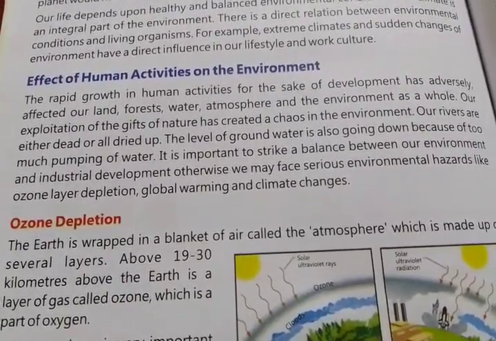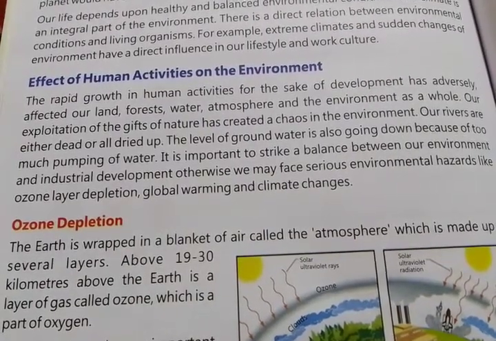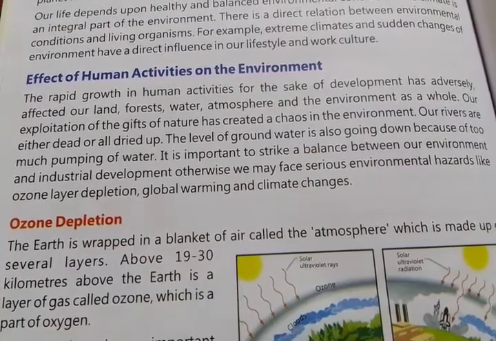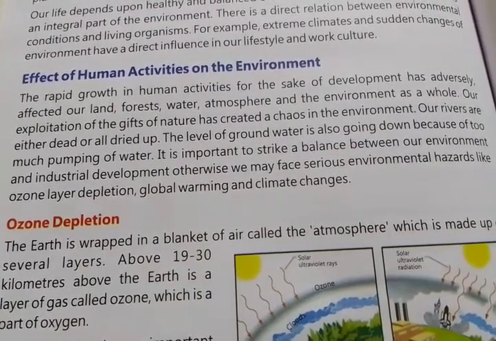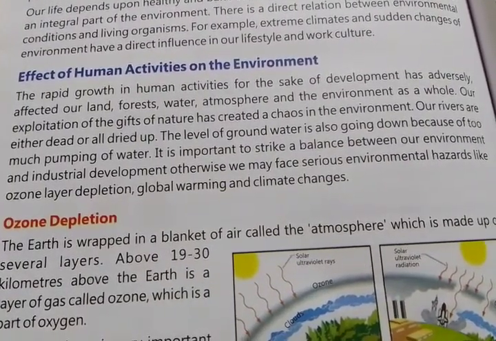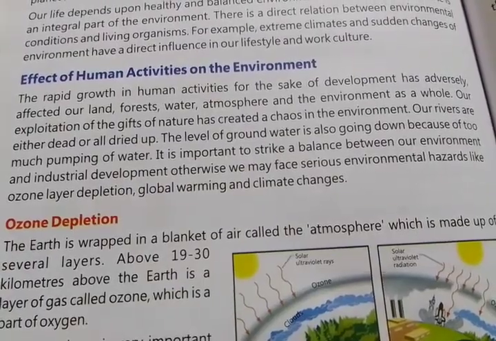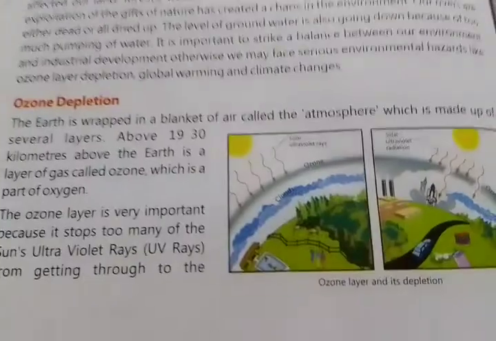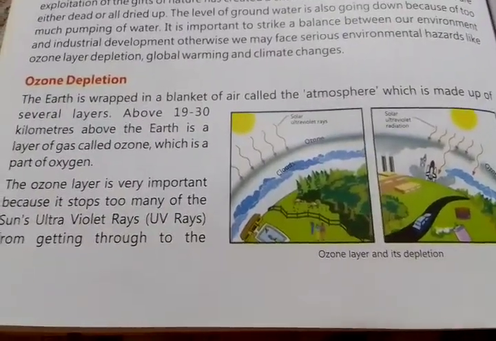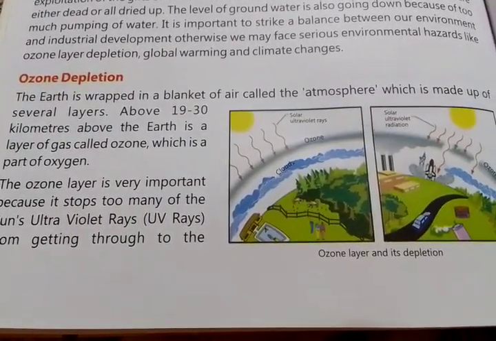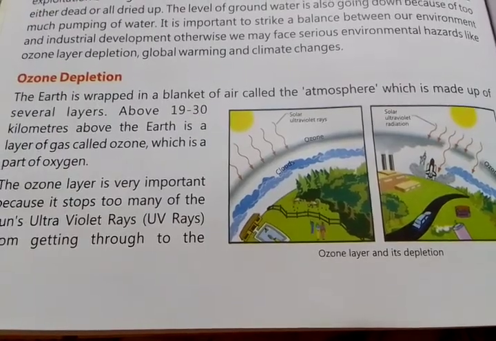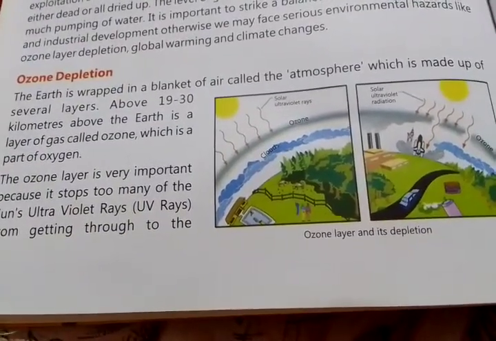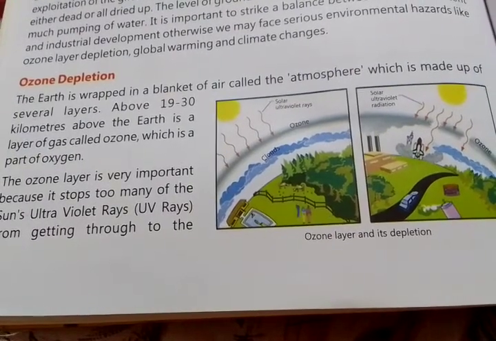So, what is ozone depletion? You know that our mother planet Earth is wrapped in a blanket of air that is called atmosphere. And it is made up of several layers. Above 19 to 30 kilometers above the Earth is a layer of gas called ozone. This is a very important part of the atmosphere.